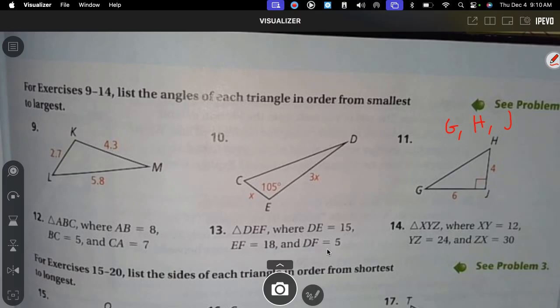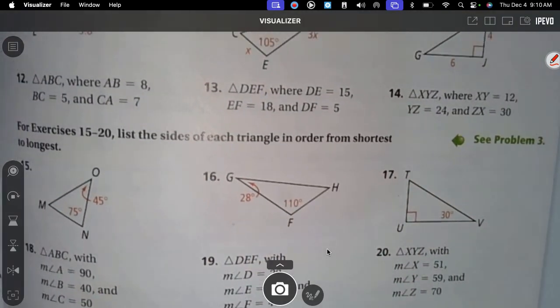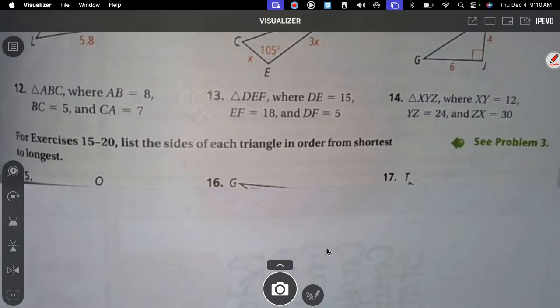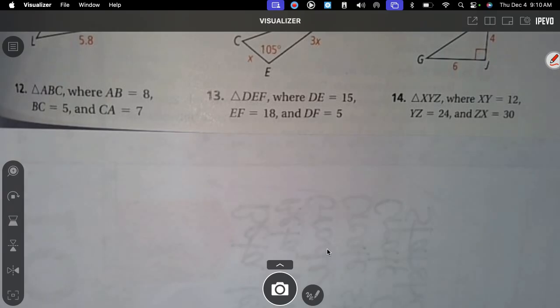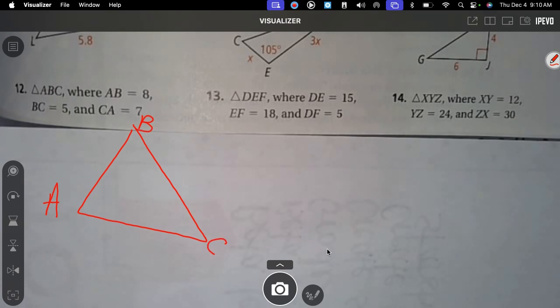I might draw one of these out. See how they don't give you a picture on 12, 13, 14, or whatever? So we'll draw one. Okay? It says for number 12, triangle ABC. So let me draw that. Doesn't matter what's where. I'll go A, B, C.